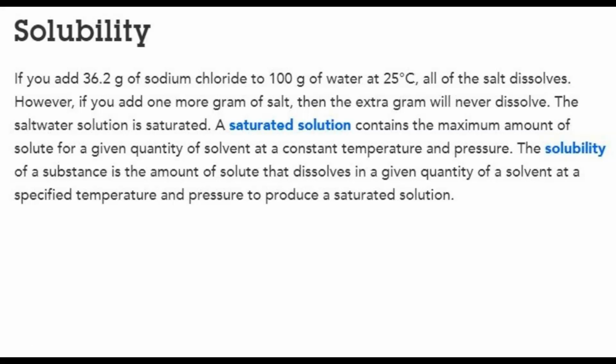A saturated solution is one that holds the maximum amount of solute for a given quantity of solvent at constant temperature and pressure. The solubility of a substance is the amount of solute that dissolves in a given quantity of solvent at a specific temperature and pressure. So solubility means that it can't dissolve anymore. Let me give you an example.